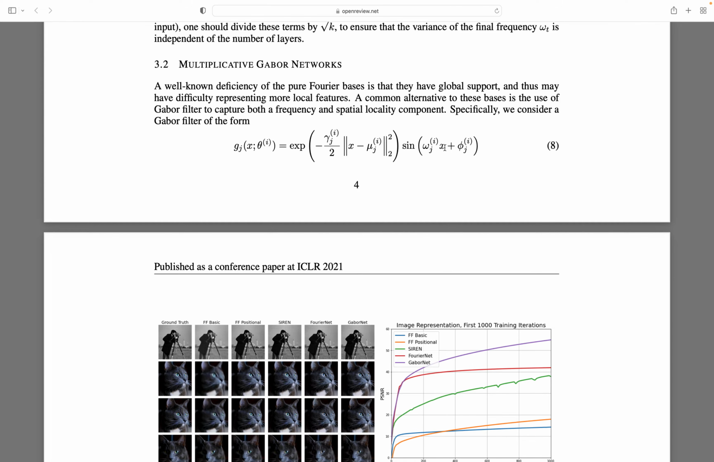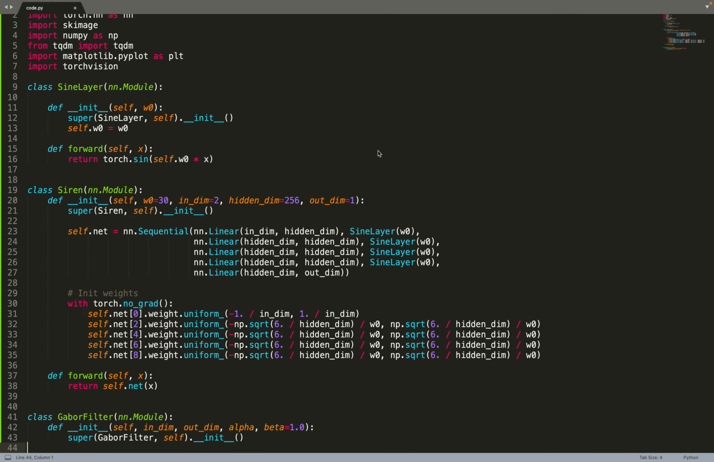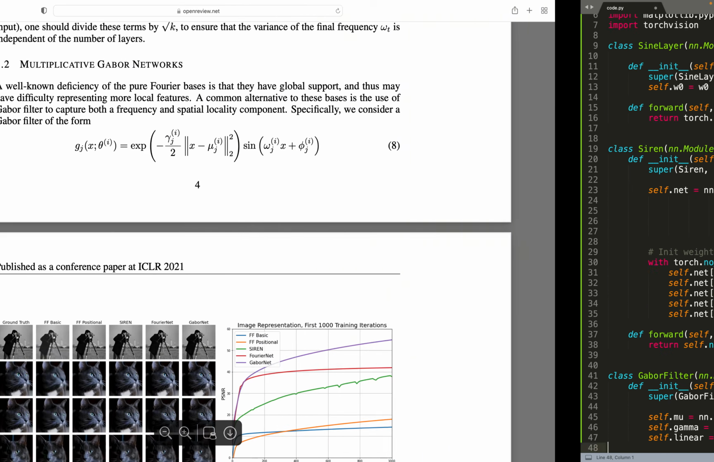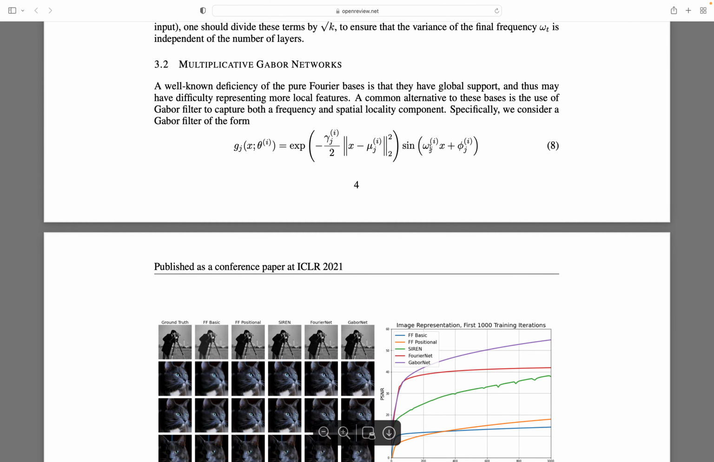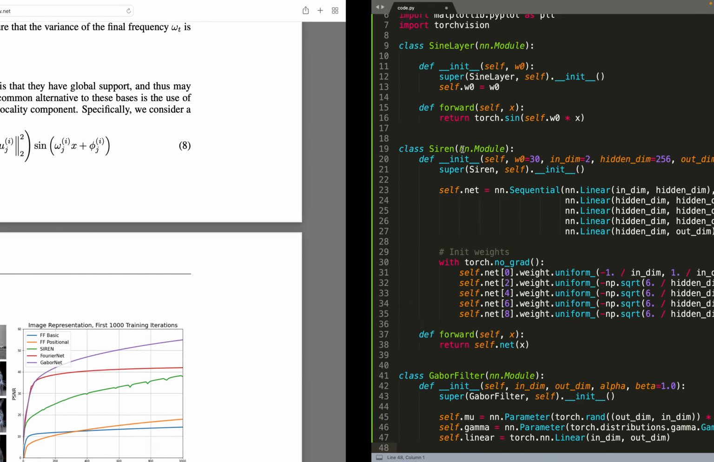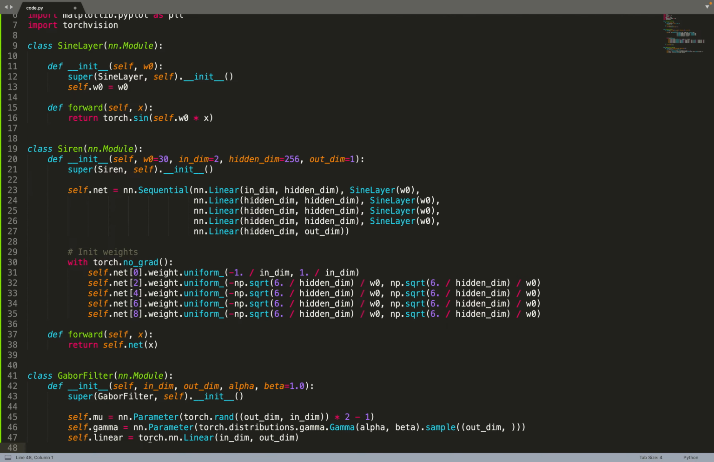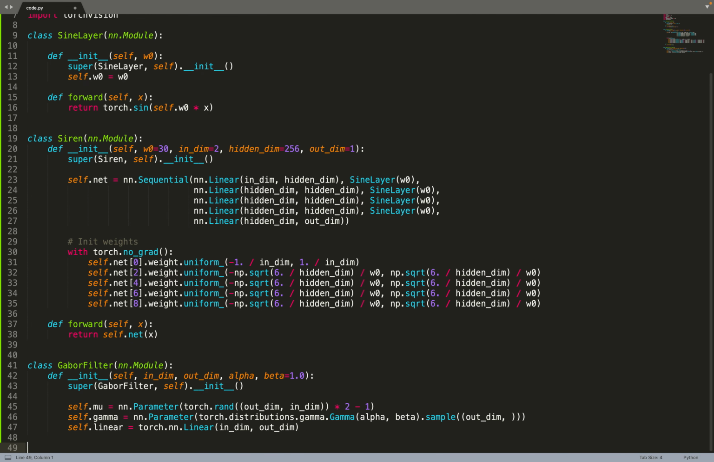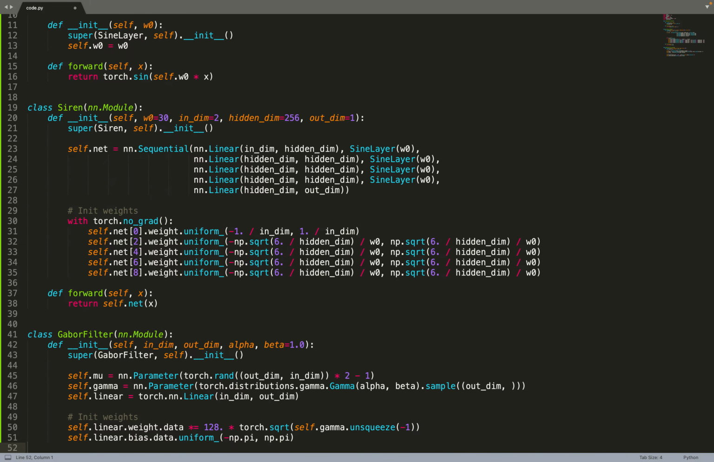Wx plus phi is just a linear layer. And then on top of that, we have gamma and mu that are to be learned. So we can define the parameters mu and gamma, and then the parameters W and phi are hidden in PyTorch by this linear layer, which will model Wx plus phi. Also for the Gabor filter, we need to initialize the weights properly.